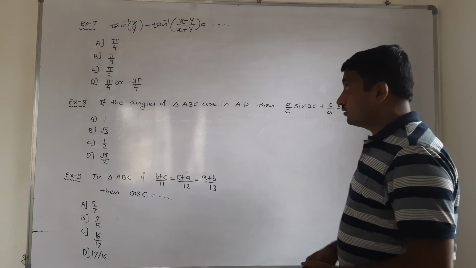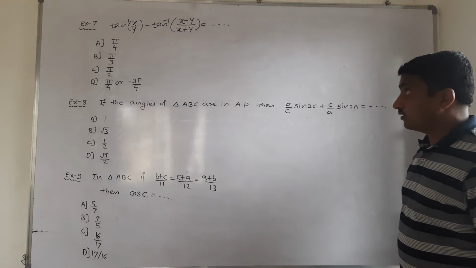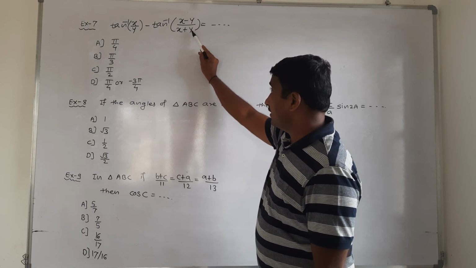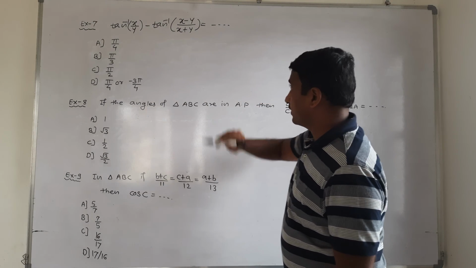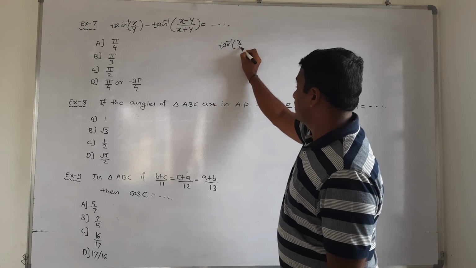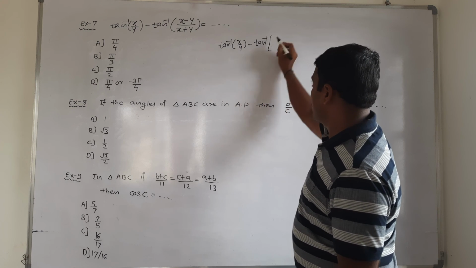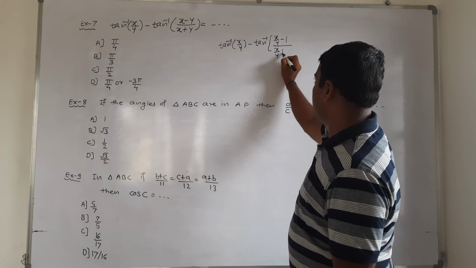Next example: tan inverse x by y minus tan inverse of x minus y upon x plus y is equal to dash dash. Find the value of this. Here we have x by y, so I want to write this in terms of x by y. Therefore I take y common, or divide by y. That is, I write tan inverse x by y as it is. Second, I write minus tan inverse of x by y minus 1 upon x by y plus 1.